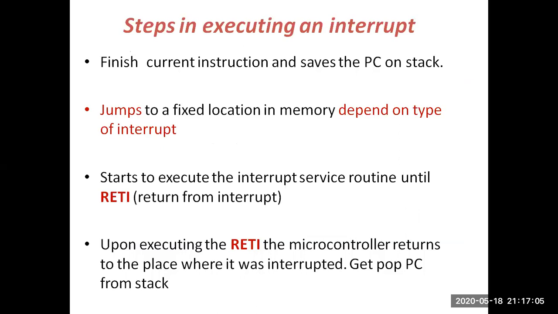The steps in execution of an interrupt are to finish the current instruction and save the PC on the stack. Any interrupt occurs, and the PC, the program counter, which points to the address of the next instruction, is saved in the stack. After saving into the stack, it jumps to a fixed location in memory depending on the interrupt. It will jump to some other fixed location depending on the type of interrupt. Suppose some 5 types of interrupts are there.